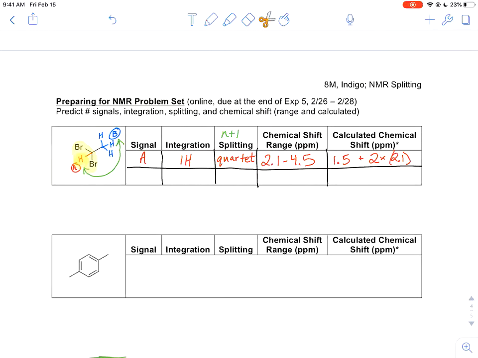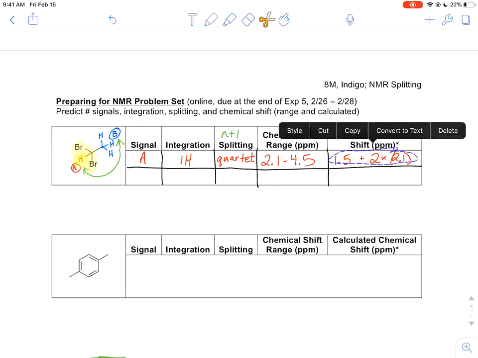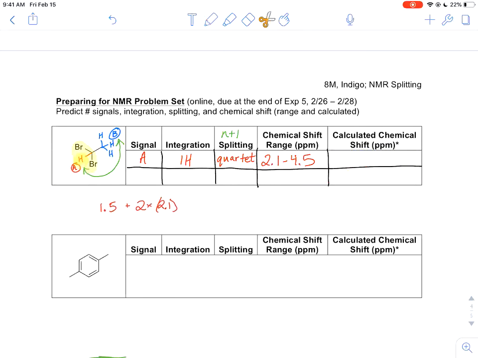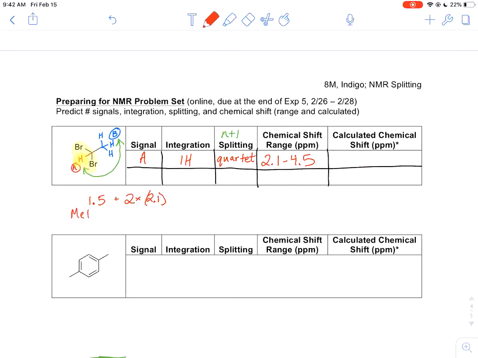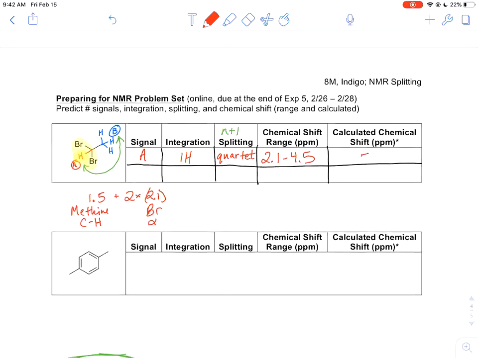So I realize I want to keep this area a little bit cleaner, so let me drag this on over. And we can get a better explanation, or better notes, on why this is. The 1.5 came from the fact that it was a methyne or CH. And this 2.1 came from this being a bromine alpha substituent, and there were 2 of them. So this adds up to 5.7.